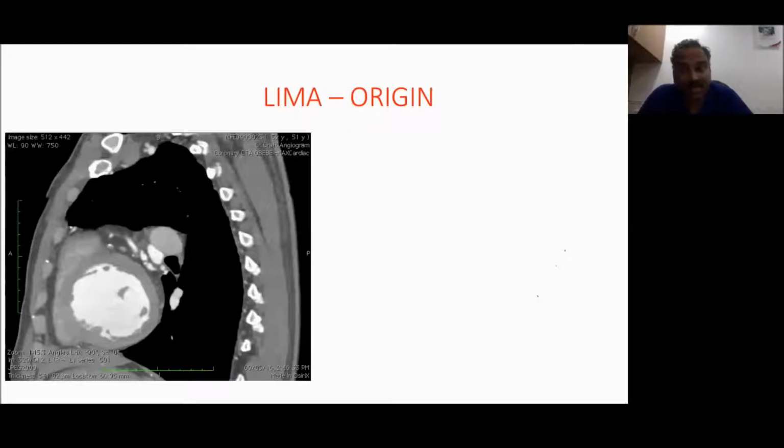So now I am showing a sagittal plane of CT. This is an anteroposterior section of the body. I hope all are able to see. So this is the subclavian artery, right? And there are two branches coming out of the subclavian artery anteriorly. I hope you are able to see the arrow. The lower one is basically the internal mammary artery. The upper one is the thyrocervical trunk.